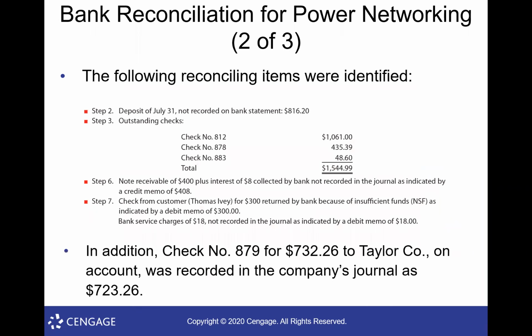So if we look back at it, it says the check was for $732.26, but it was recorded as $723.26. So what usually happens is you get your bank statement and you're doing the reconciliation where you're comparing each item. And then you're like, that's off by $9. And then you have to be like, is that an error on me or an error on the bank?